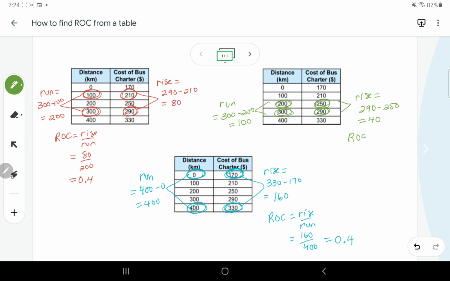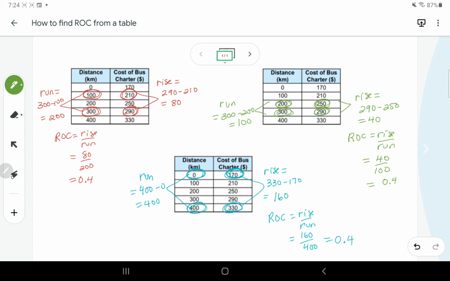And now the ROC is rise over run, which is 40 over 100. And guess what that is? When you divide, it's 0.4 again. So you get the same ROC even if you pick totally different values for the rise and the run.